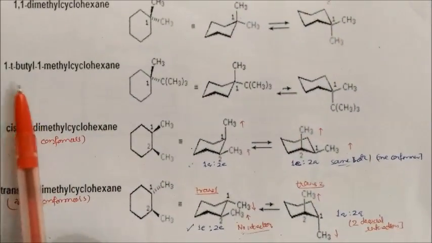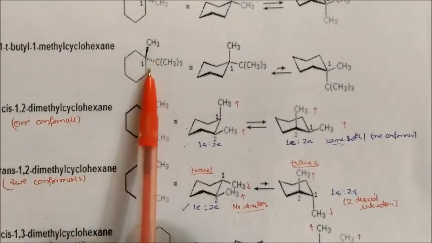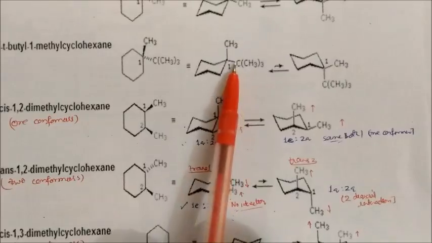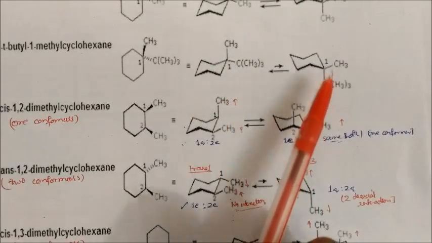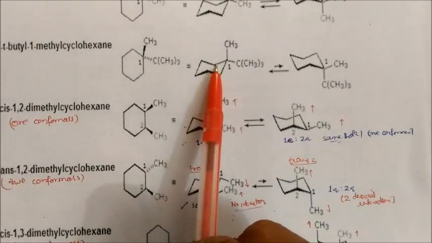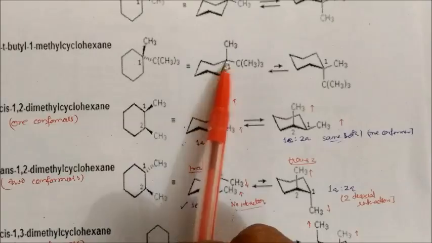Next you see 1-tertiary butyl-1-methylcyclohexane. In this you can see the same thing is happening over here. This is in axial position, this is your equatorial position. In this case, this is the bulky group. This is less stable, and this will be more stable as compared to this one. So stability order: this is more stable, this is less stable.